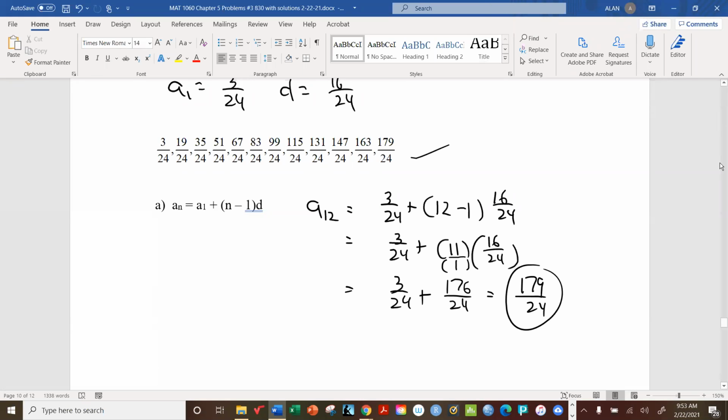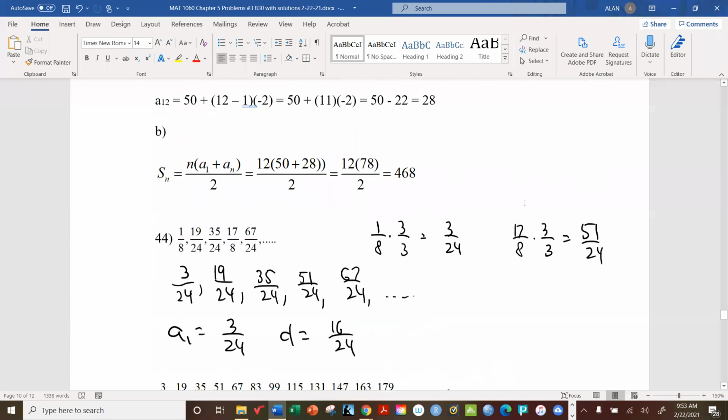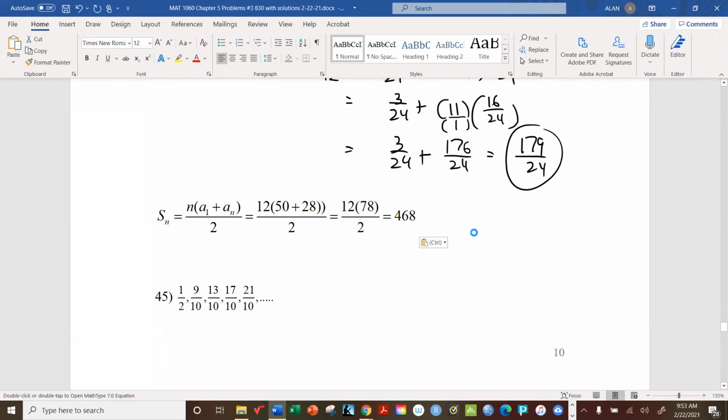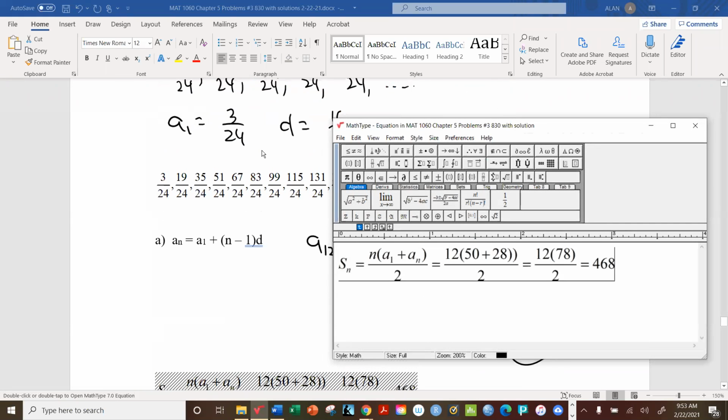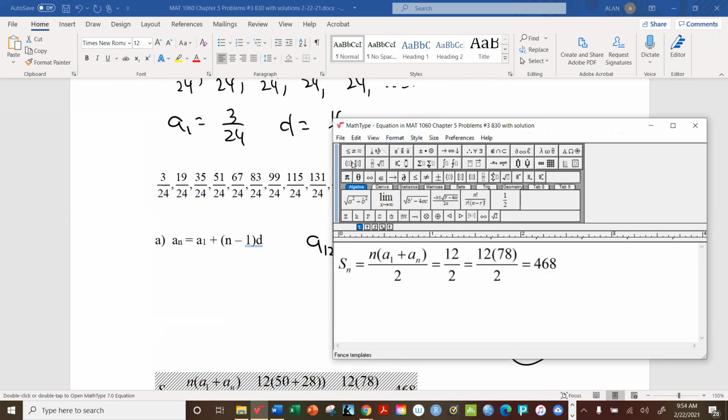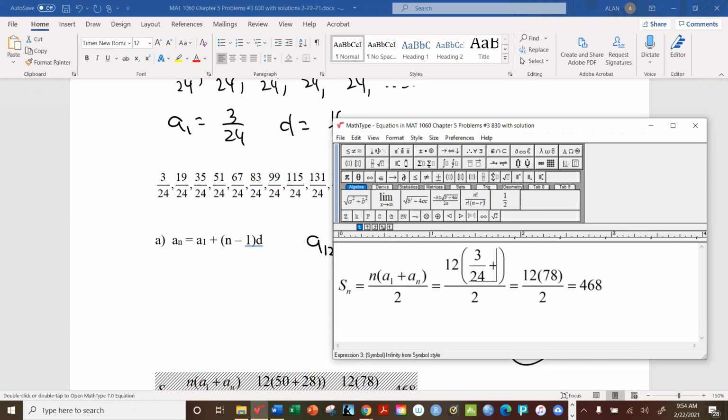Now for the sum formula, we're going to have something that's kind of messy. That's all right, we can do it. Except now, man, look at these numbers I have to deal with. I've got 3/24 here. Actually, let me fix this a little. Actually, and yeah, here we go. 3/24 plus 179 over 24.